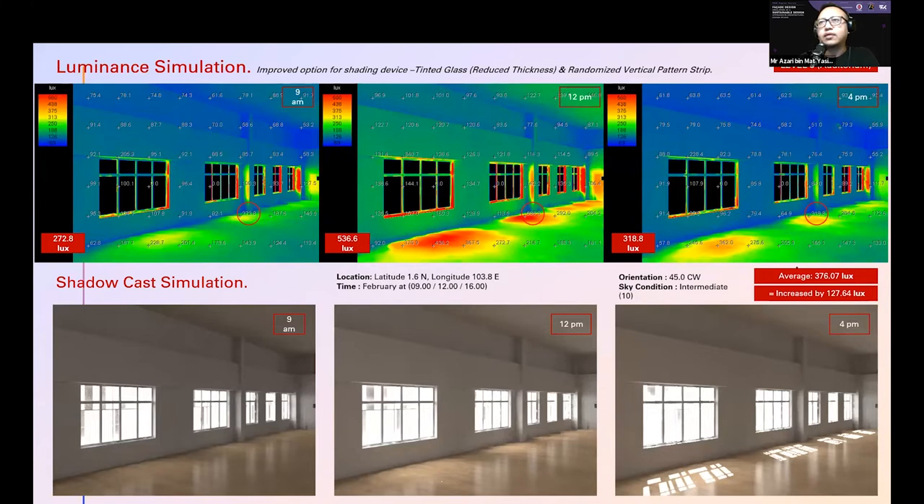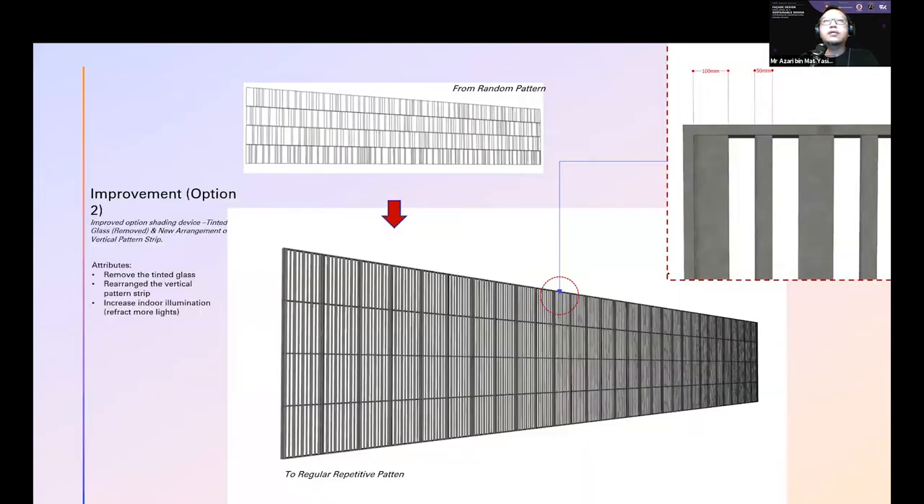That was the target. So as you can see here, the lux is actually 376.07. So now the task is, what can you make or improve better? Instead of the random pattern, he converts it into a more regular pattern. The idea is to see whether doing it this way helps. Does it improve the daylighting in these spaces or not?